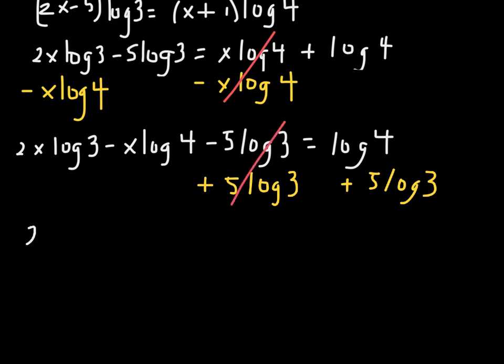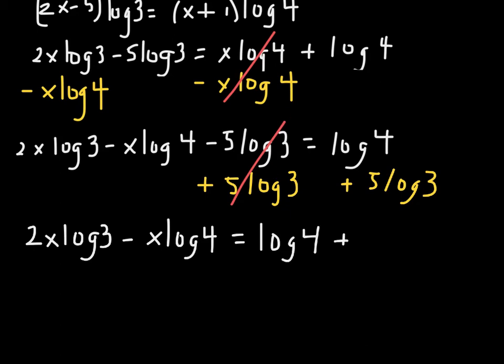What that gives us, after these cancel, is all of our variable terms on the left, so 2x times log 3 minus x times log 4. Those are your variable terms on the left. On the right, you have log 4 plus 5 times log 3. Those are your constant terms on the right. Again, you're trying to solve for x, so you want to isolate x.